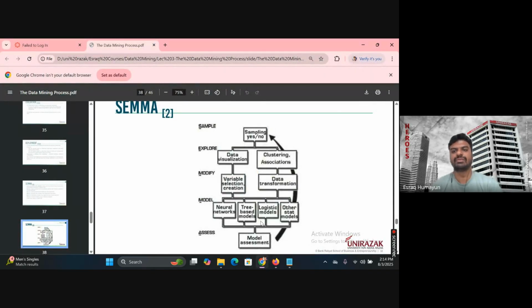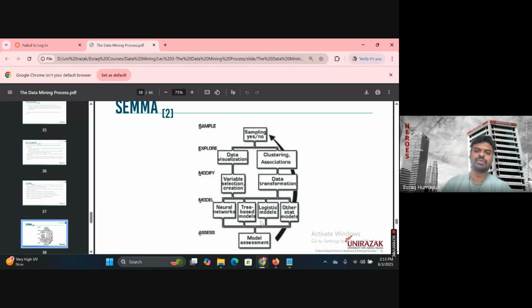Then modify, variable selection creation. From the data set, you have to find what are my independent variable and what are my dependent variable. For example, those who buy jam, they must buy jelly, they must buy bread. So here, jam is the independent variable and bread is the dependent variable. Then you will transform the data.